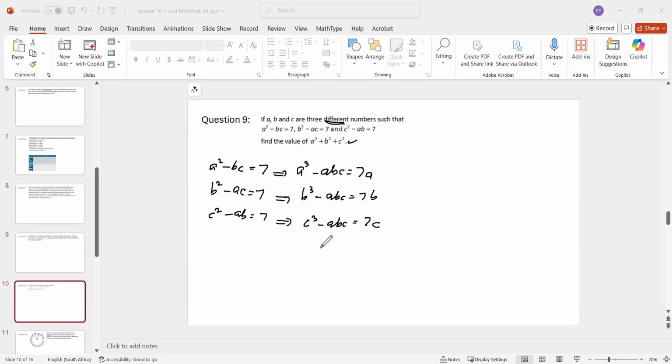Okay, so now, all right, so the purpose of doing this was we wanted to show that A cubed minus 7A is equal to ABC.